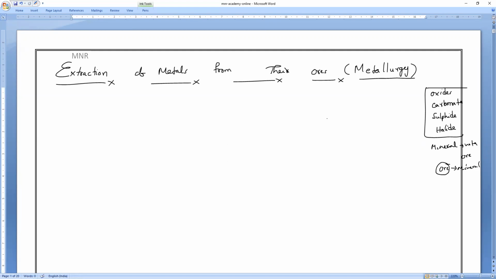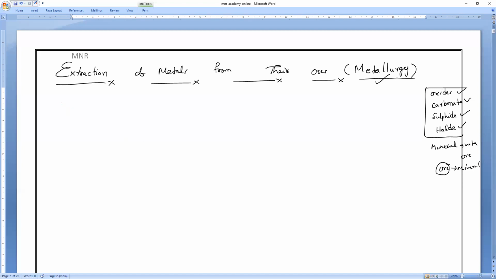So now in today's class, we are going to see the extraction of metals from their ores, and the different processes we use, how we can extract different kinds of ores, if it is oxide ore, carbonate ore, halide ore, and other things. Before going into the details of these steps, we all need to know the meaning of metallurgy, which I already gave the definition of in the last class.